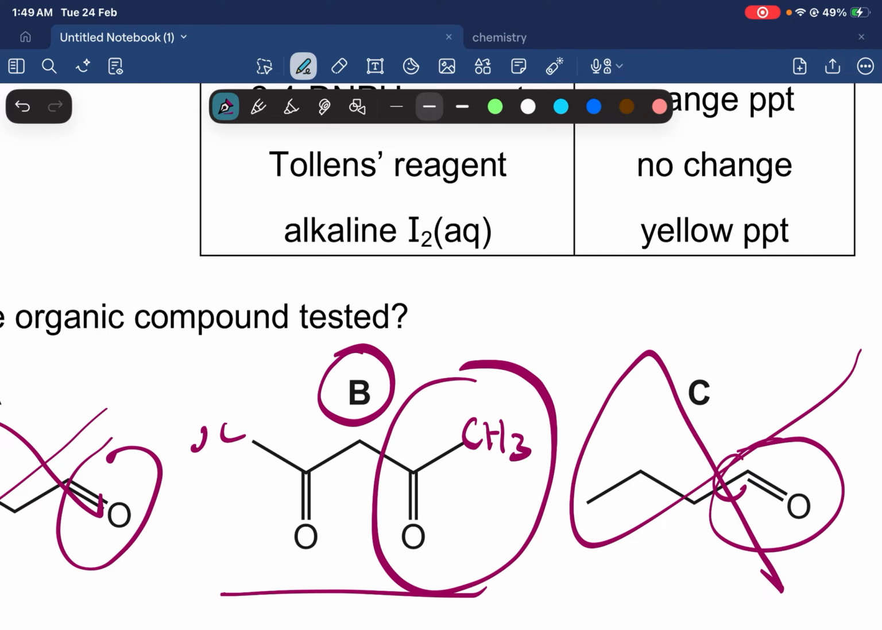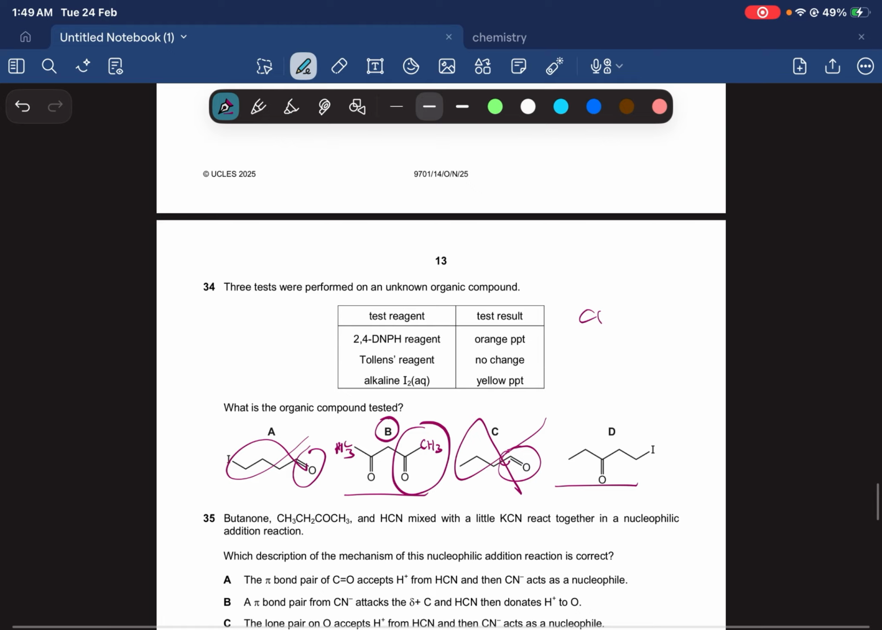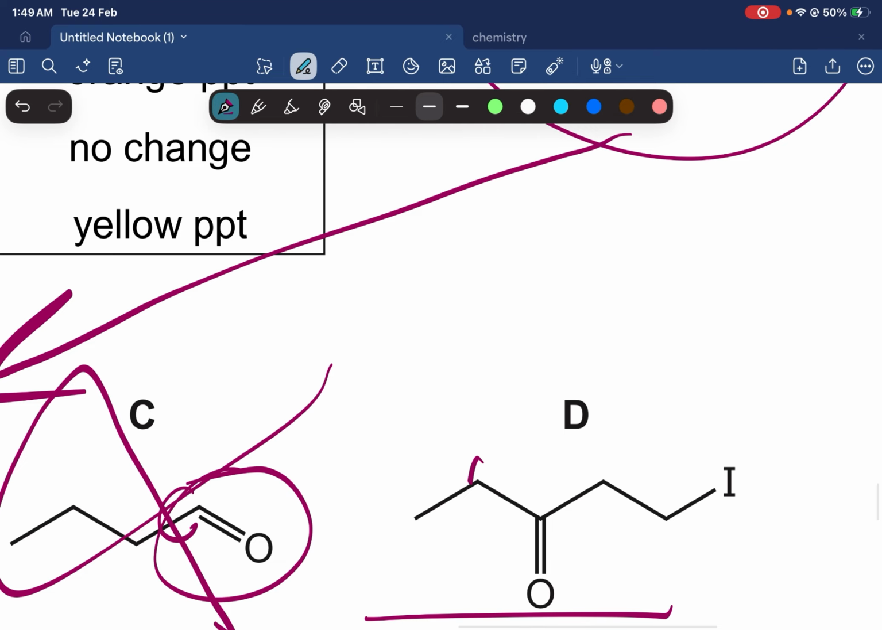And this group can also give you yellow PPT. Because for yellow PPT, what do you need? You just need a CH3 C double bonded O. That's how you get yellow PPT in ketone. So that's the option. Over here, you're not going to get yellow PPT because there's a CH2 here. What do we need? We need a CH3.